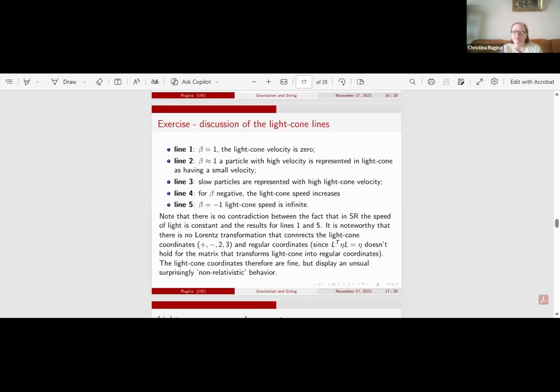So those are special coordinates which are not necessarily linked to the rest of the universe, if you want, in terms of Lorentz transformations. So they are by themselves like that, and they are heavily used in this class because of the properties the equations have in this light cone. But you cannot Lorentz transform from the light cone coordinates to the Minkowski coordinates. So that's an important property here to remember.